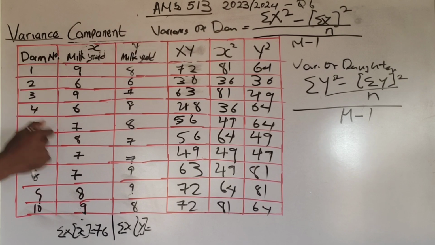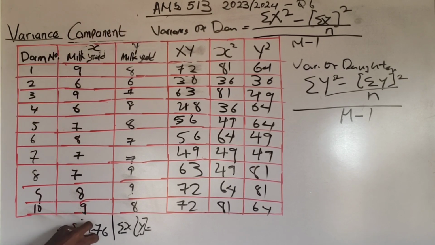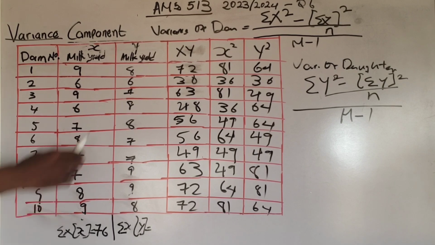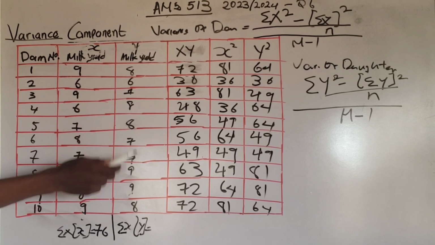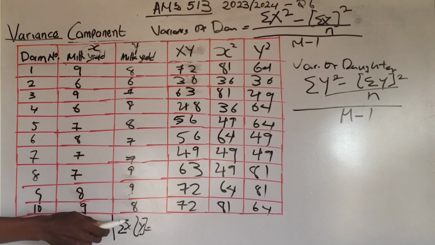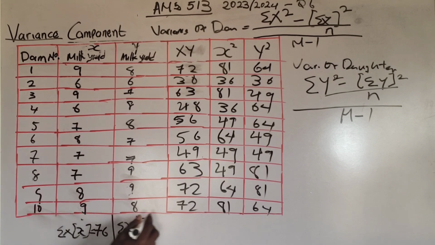Summing up the y, which is the daughter's milk yield, then x. That is why we have x here, then the y. Even in this concept, the goal is that you just know what you are doing. Okay. So if you add all the y's together, I'm going to have 8 plus 6 plus 7 plus 8 plus 8 plus 7 plus 7 plus 9 plus 9 plus 8 gives us what?